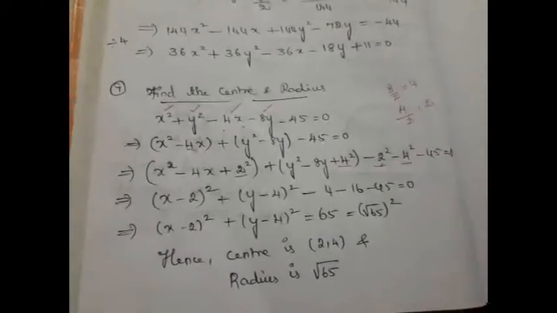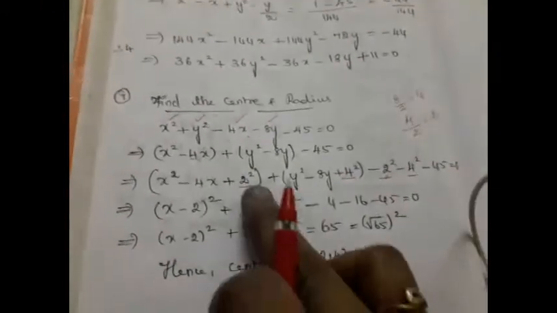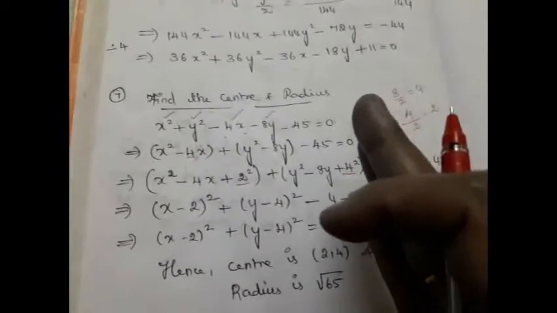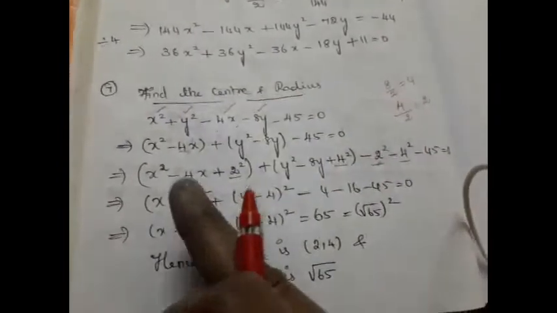See, I have added and subtracted the 4². We have to combine the added term here and separate the subtracted term, because in the expansion of the identity (a - b)², we will have a² + b² - 2ab.